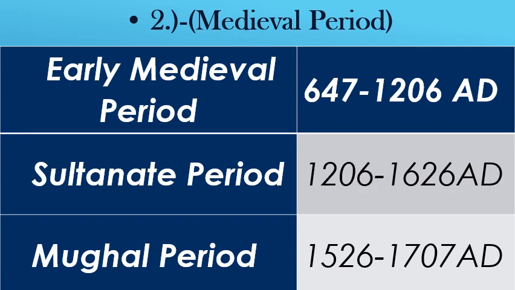The medieval period of Indian history covers basically three things. The early medieval period, 712 to 1206, or we may suppose 647 to 1206 AD. Sultanate period 1206 to 1526, it must be 1526 here. Mughal period 1526 to 1707 AD.